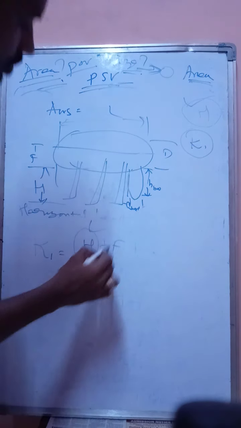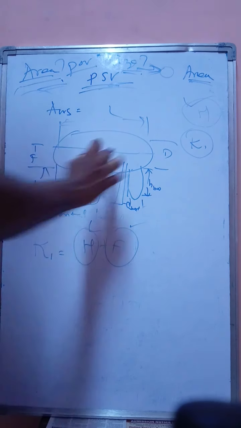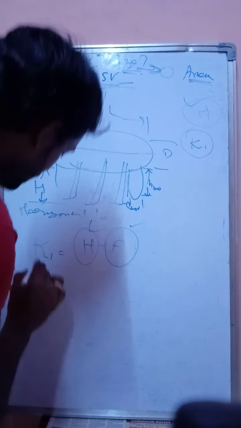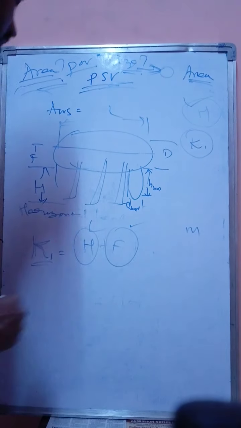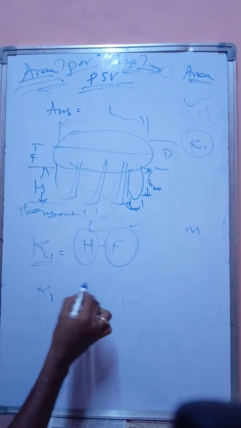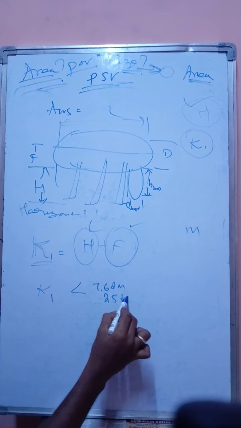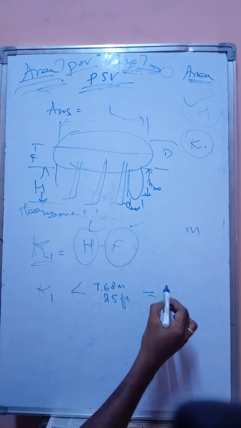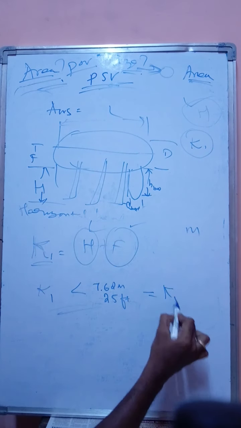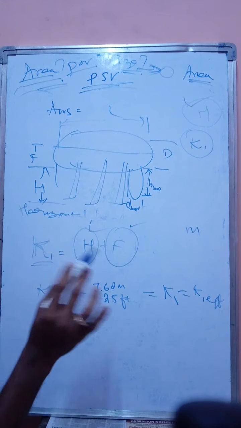So what happens? We found the head, and we know the liquid level that will be given by the requirement. As per requirement, what is the liquid level that will be maintained? Everything will be in meter. You can take the SI units. So if K1 is less than 7.62 meter, or you can say 25 feet, then K1 will be equal to whatever the value that is coming, that will be K1 effective. This is the effective liquid level that will be available in the liquid vessel.